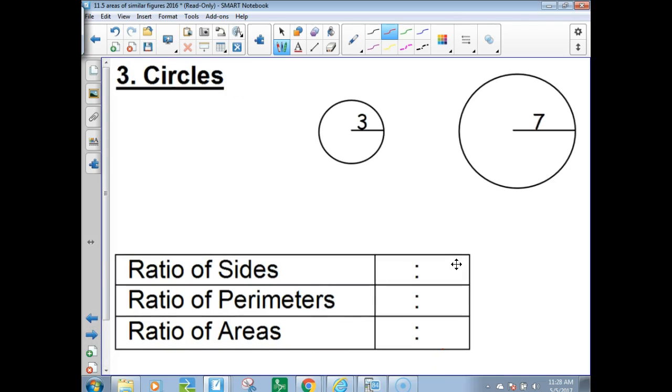If you have circles, these radii are length. The ratio of the sides would be 3 to 7. The perimeters 3 to 7. Areas 9 to 49, 3 squared to 7 squared. 3 squared is 9. Some kids write 6. That does not mean 3 times 2. It means 3 times 3. And 7 times 7 is 49.